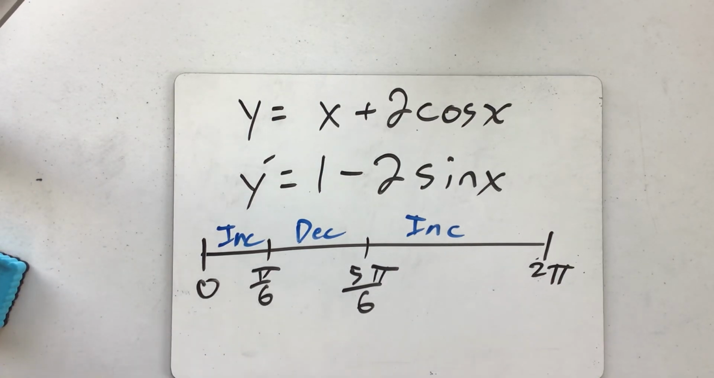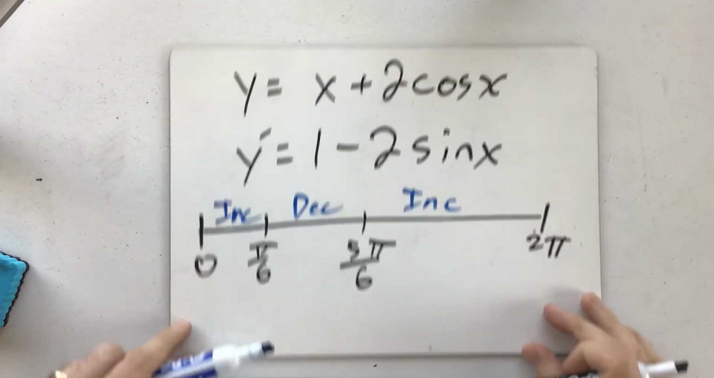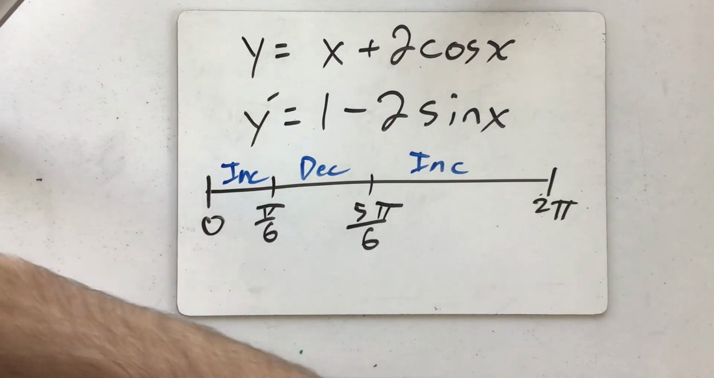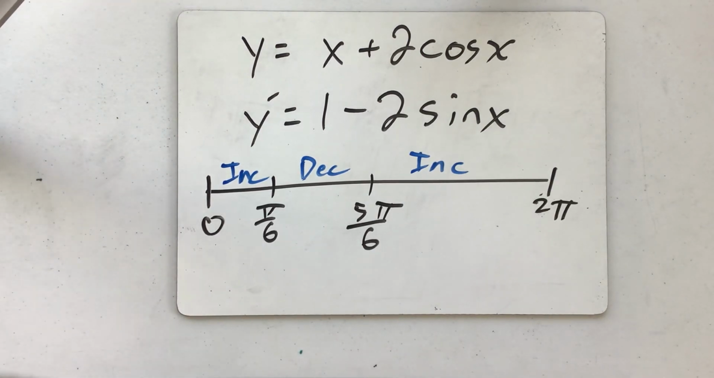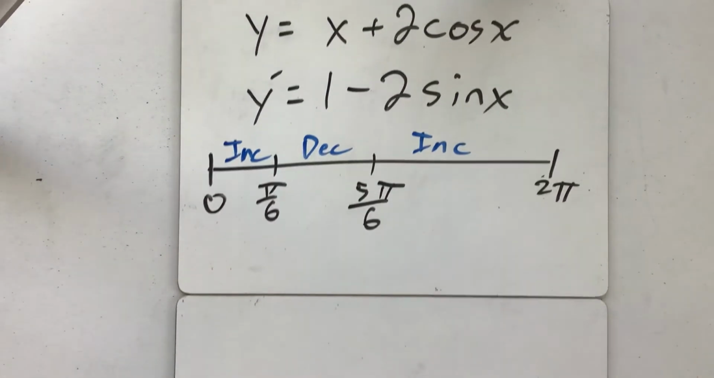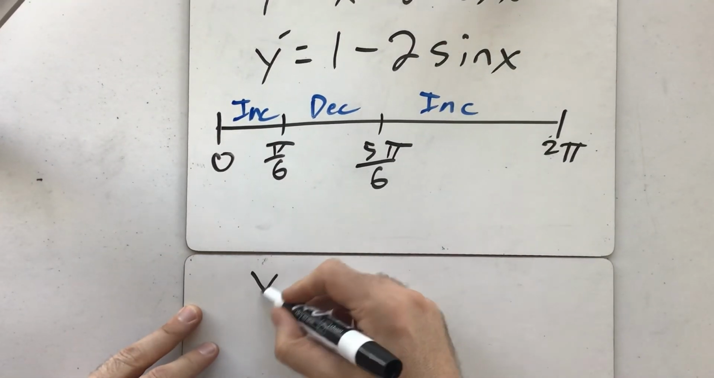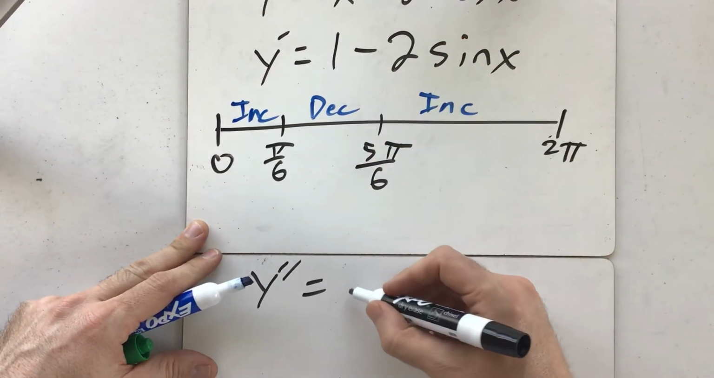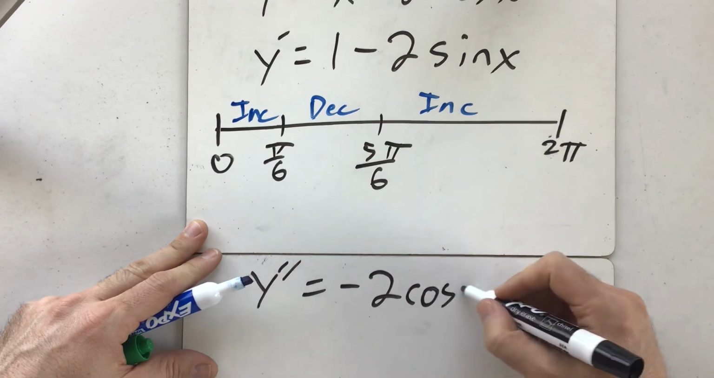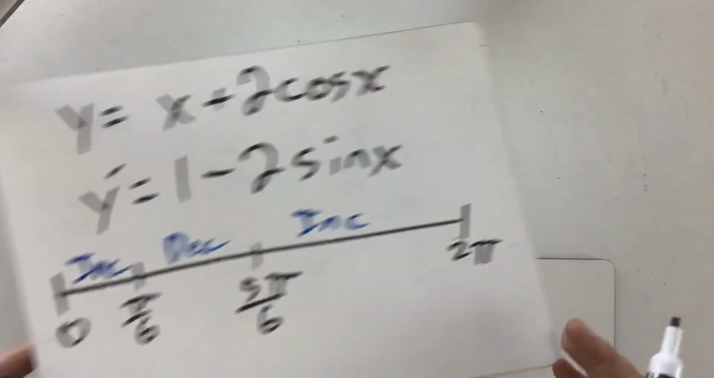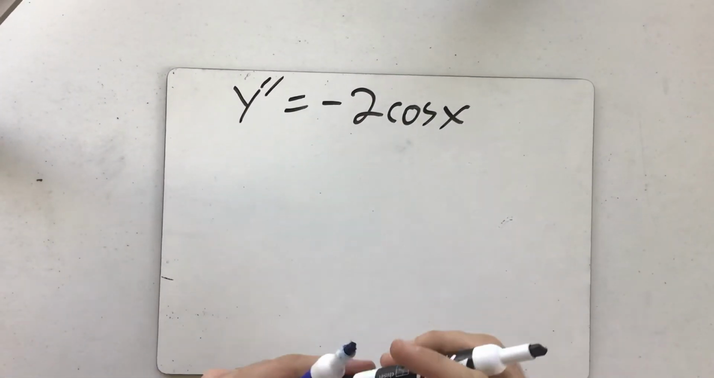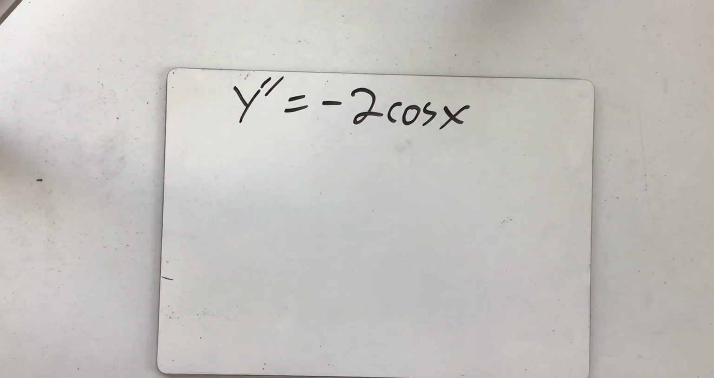Okay, so what are we going to do now? Now we're going to talk about the second derivative. So let's grab a blank sheet of paper and try that, or whiteboard, if you are like me. Let's look at the second derivative of this thing, and it's not so bad. The derivative of 1 is 0. The derivative of sine is cosine, so it's negative 2 cosine of x. So we just have to figure out where cosine of x is positive, where it equals 0, and where it does not exist.